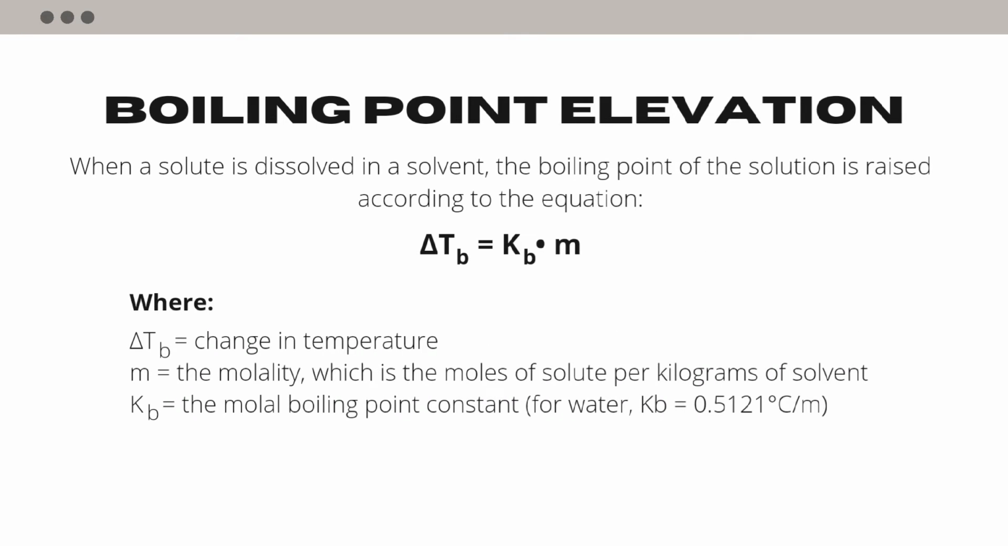When a solute is dissolved in a solvent, the boiling point of the solution is raised according to the equation: delta Tb equals Kb times m, where delta Tb is the change in temperature, m is the molality, which is the moles of solute per kilogram of solvent, and Kb is the molal boiling point constant.